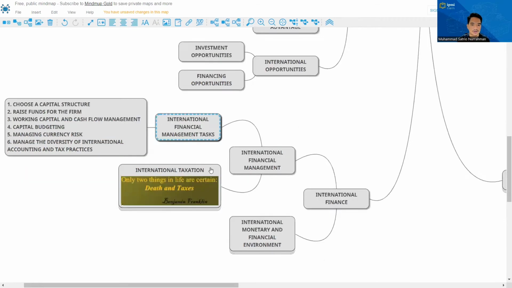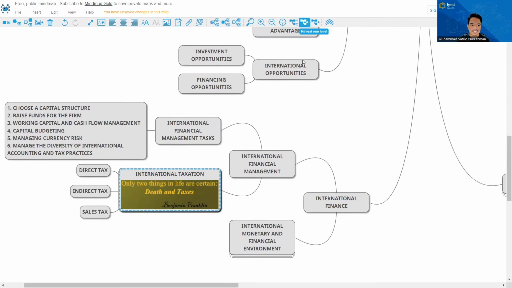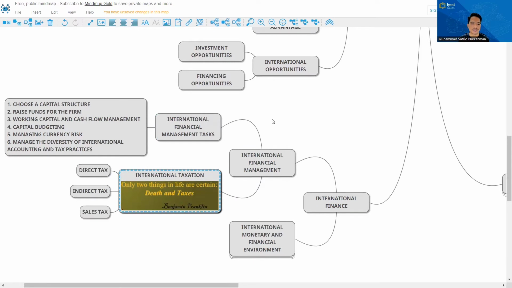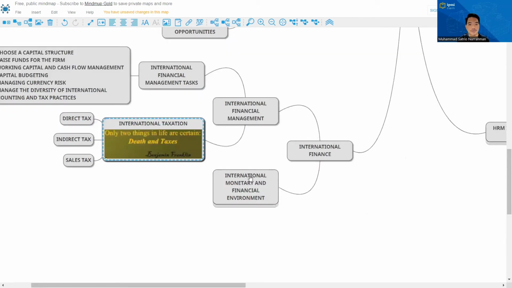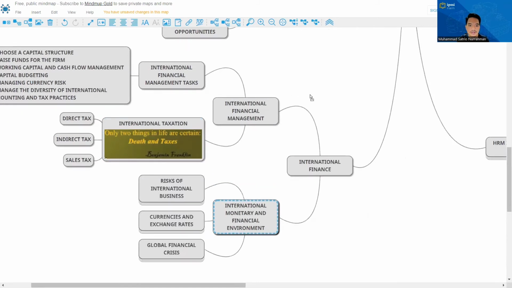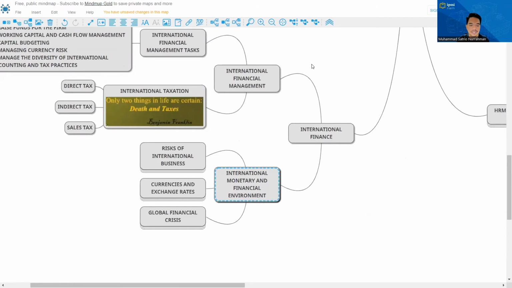The next topic is international taxation. There is a quote from Benjamin Franklin: only two things in life are certain, death and taxes, of course. For international taxation, there are three types of tax. The first is direct tax, the second is indirect tax, and the last is sales tax. Now let's move to another subtopic of international finance. It's about the international monetary and financial environment. It could be divided into 3 points: risk of international business, currencies and exchange rate, and global financial crisis.